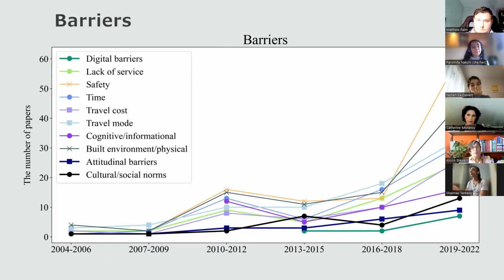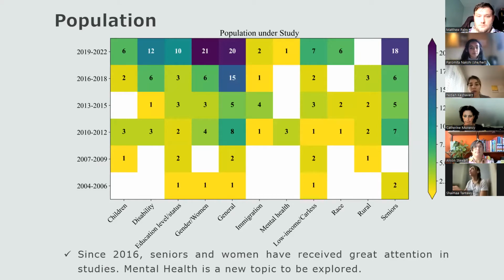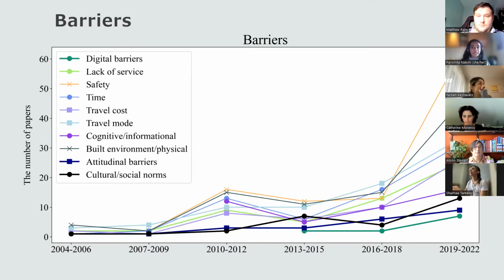We try to focus on some of the barriers that the studies focused on. Here I want to mention that many of the papers focused on multiple barriers, not just one. But in this chart, we try to show you which barriers received greater attention. As you can see, in recent years, safety is one of the barriers that has come up multiple times. And I think that relates to our previous graph, where women and senior populations received a lot of attention. We know that women and seniors are the groups that often deal with a lot of safety concerns when traveling, particularly in terms of using public transit or active transportation.